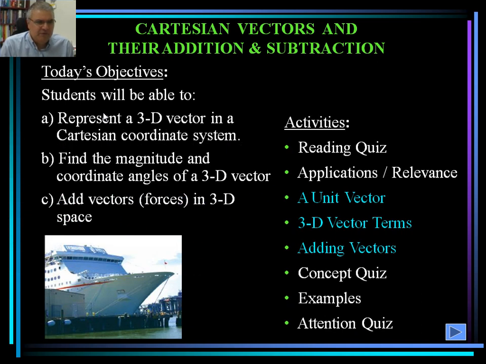The objectives of today's discussion: we would be discussing a 3D vector and how we can represent it in a Cartesian coordinate system. Then we are going to look at how we can actually find the magnitude and coordinate angles of a 3D vector in the Cartesian coordinate system. Then we are going to learn how we can add vectors in three-dimensional space.